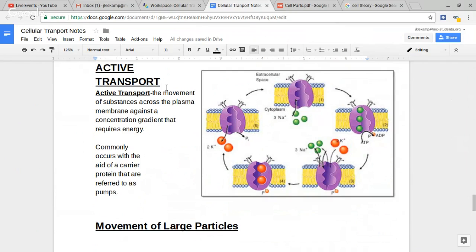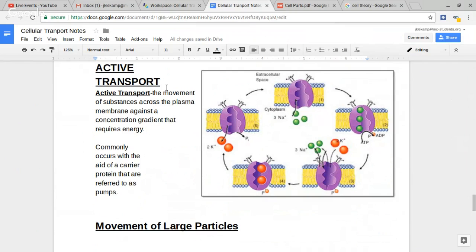It will go against the concentration gradient, meaning it will go from a low to a high, and usually happens with the aid of a protein carrier, an integral protein called a carrier protein. We like to refer to them as pumps. Here's an image of the most common one that we talk about, the sodium-potassium pump. The sodium-potassium pump is used to take sodium out of the cell and bring potassium into the cell.